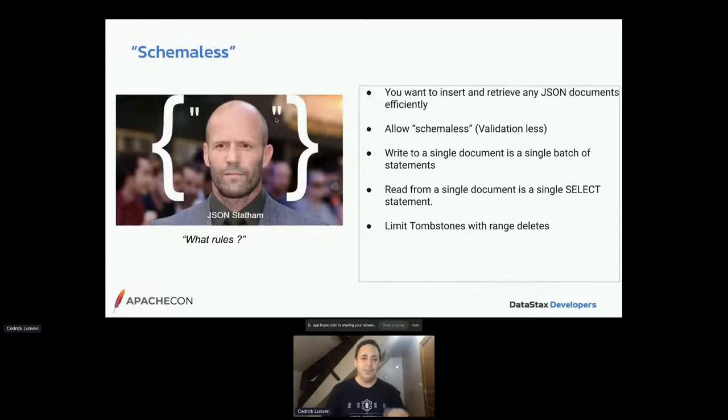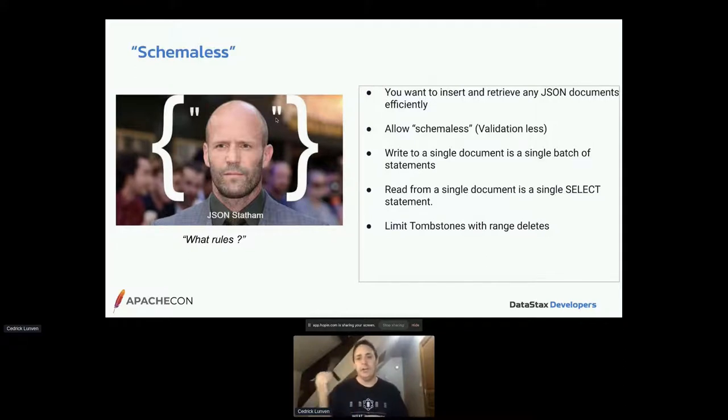Okay, I put here the JSON statement, because this guy said there is no rule. And here is the same. Now there is no rule. You will be able to insert any JSON document into Cassandra, as long as the JSON is well formatted. So it can be called schemaless. It's not an accurate term because JSON itself does have a schema. I would say validationless or loose validation.